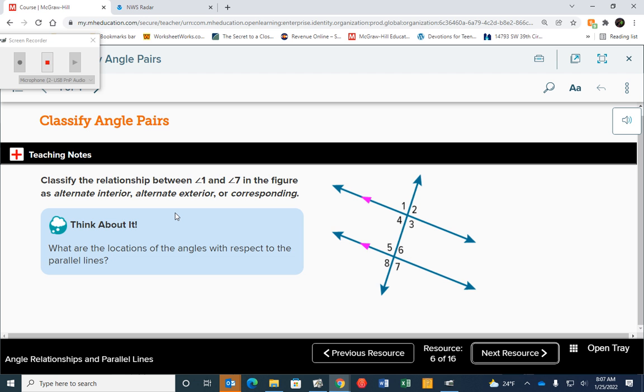Alternate what? Exterior angles. Do you think, not looking at angles 1 and 7, do you think we have some alternate interior angles here? Yeah. What would 3 be the same as? 8, as what?